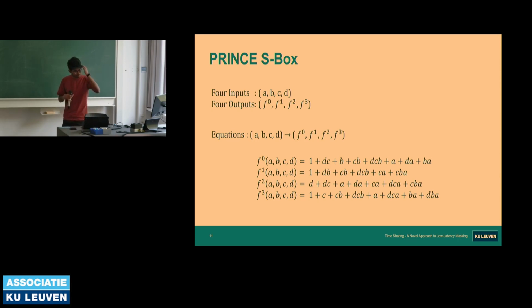For a Prince S-Box, I have 4 inputs, which are A, B, C, D, and then 4 outputs, which are like 4 functions. It has a degree of 3 at most, and you can see a lot of repeating terms. They all take the same inputs, A, B, C, and D.